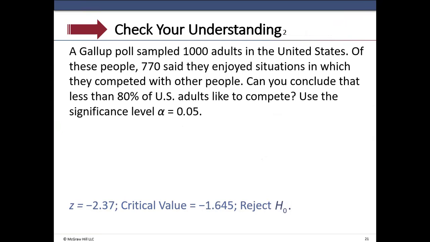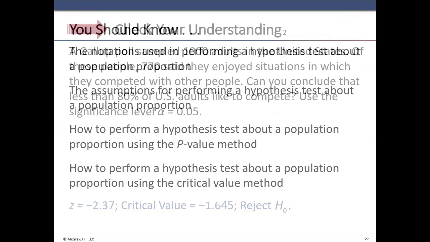We'll look at the probability of getting a test statistic at least as extreme or more extreme than minus 2.37, which is 0.0088, which is less than alpha equal to 0.05. Decision: reject H0. Conclusion at alpha equal to 0.05: there is enough evidence to support the alternate H1: P less than 0.8.